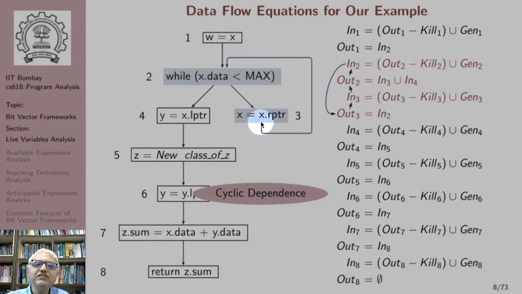What this means is out3 is defined in terms of in2, which is defined in terms of out2, which is defined in terms of in3, which again depends on out3. In other words, the value of out3 depends on itself, and therefore this is a system of simultaneous equations. And solving these equations requires us to take care of these dependencies.